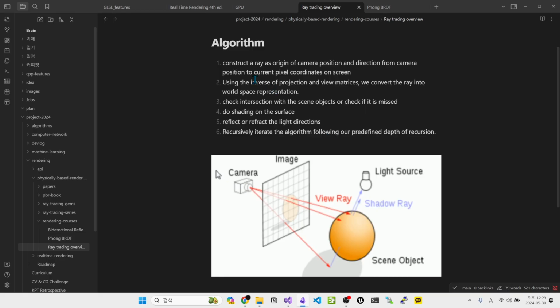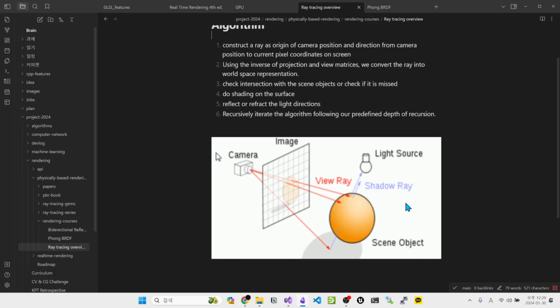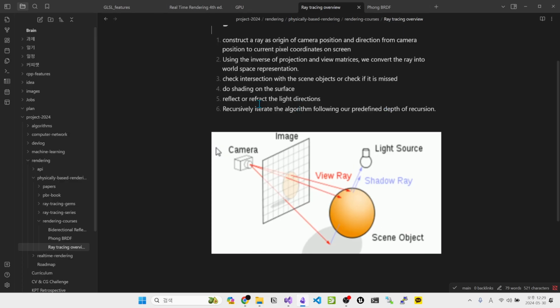And using the inverse of the projection and viewing matrices, we can convert the ray represented in the projection space into the world space representation. And then we check for an intersection with the scene objects like this. This is a missed case, and this is an intersected case with the scene object. And if it is intersected with the object, we do shading on the surface.